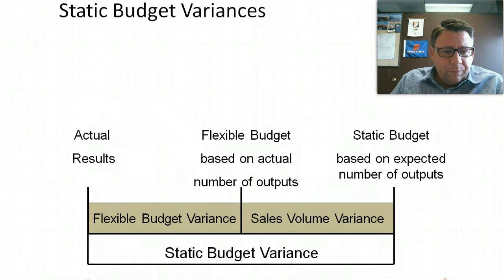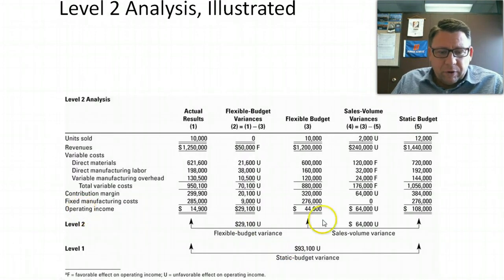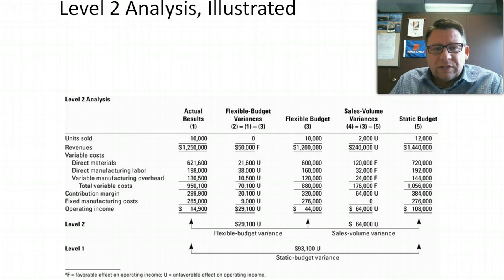So let's go back to these numbers here, and let's just look at operating income, because that's what I've built these slides to be. So our operating income was $108,000 budgeted. Our actual was $14,900, which gave us a $93,100 unfavorable static budget variance. Okay, how much of that static budget variance was caused because we sold fewer coats than we thought? Well, the answer is that's the sales volume variance. So the difference between 10,000 units and 12,000 units is 64.